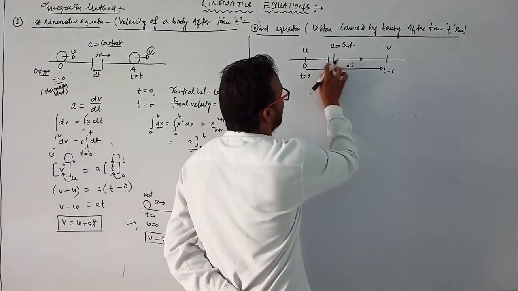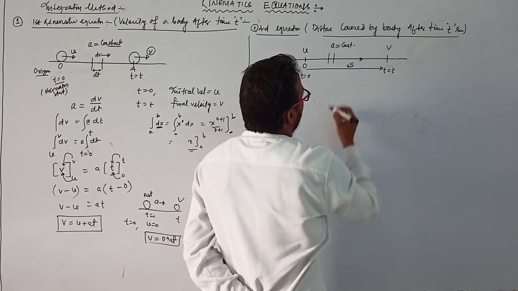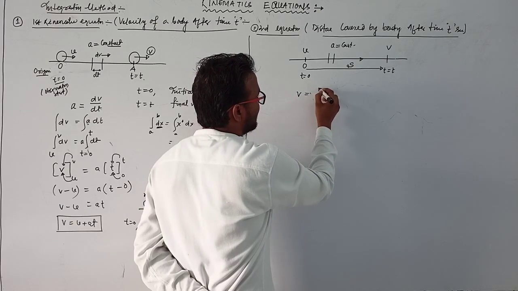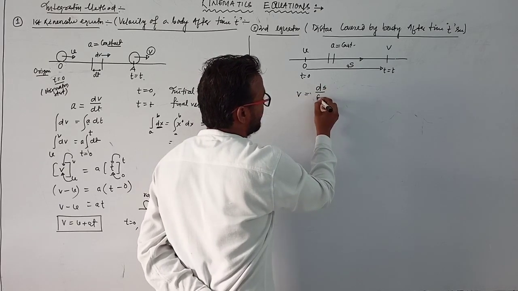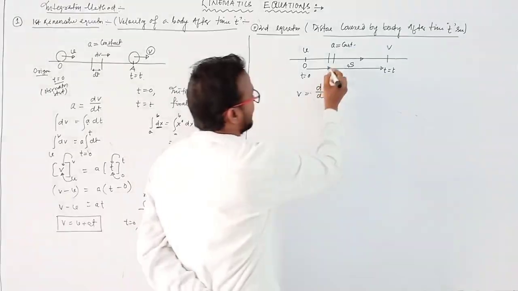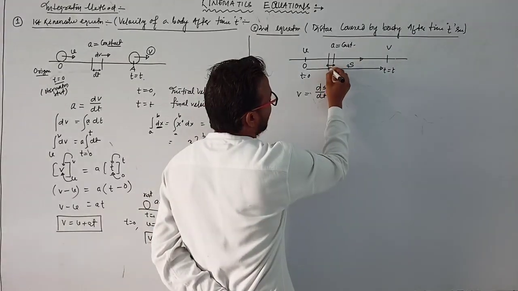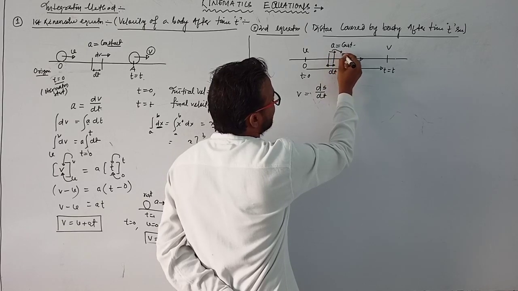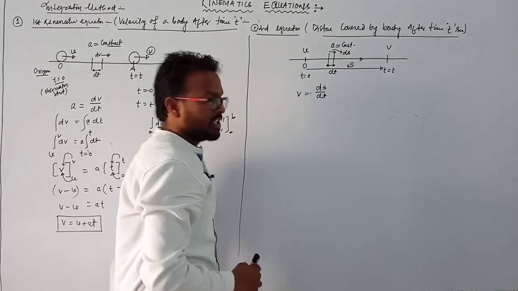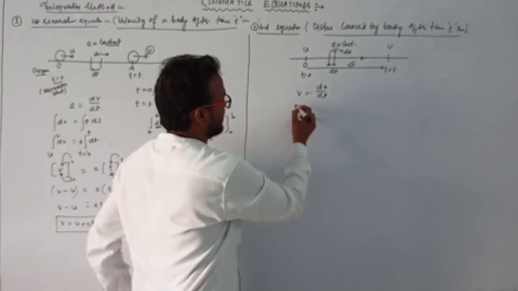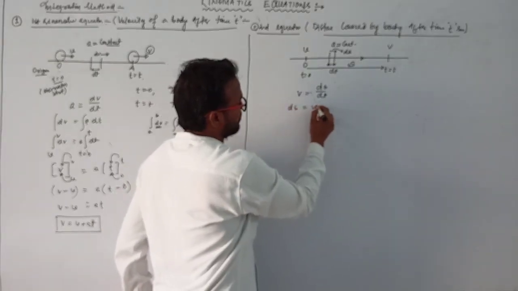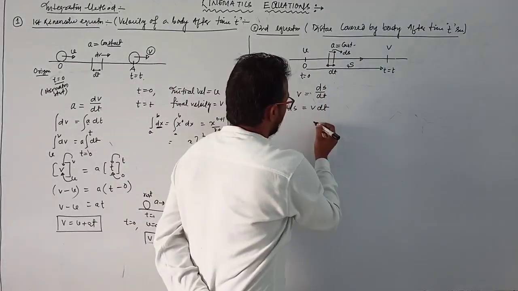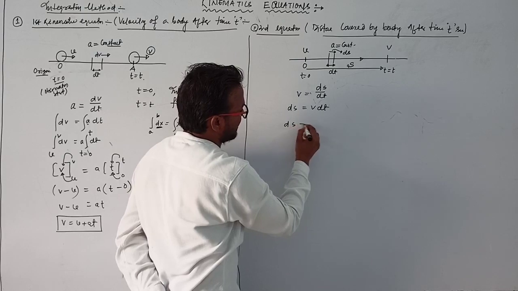So in this case we write the relation we already have, that is v equal to ds upon dt. It means if we take a small interval of time dt, it covers a small displacement, we can write ds. So v equal to ds upon dt, or ds equal to v dt. Clear? Okay.